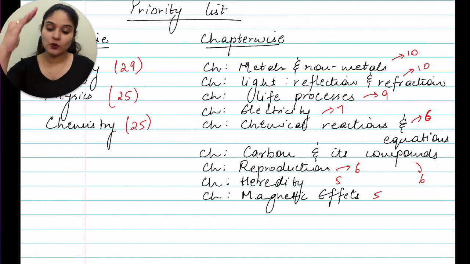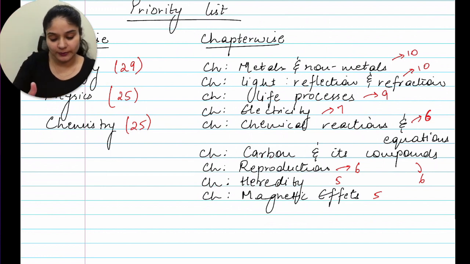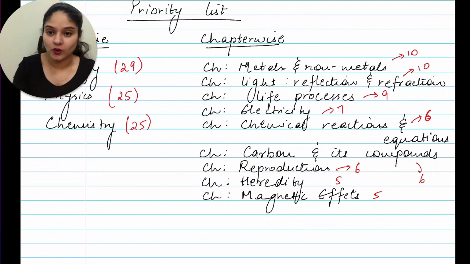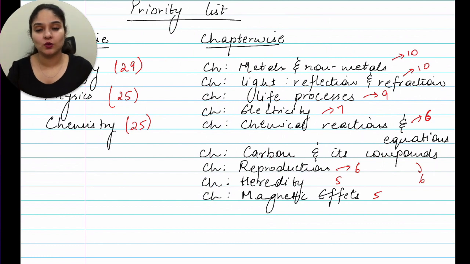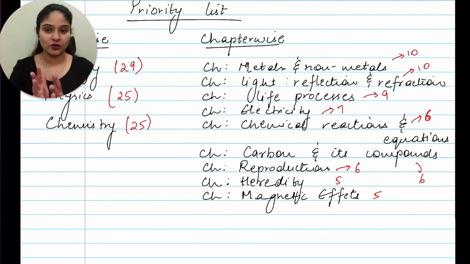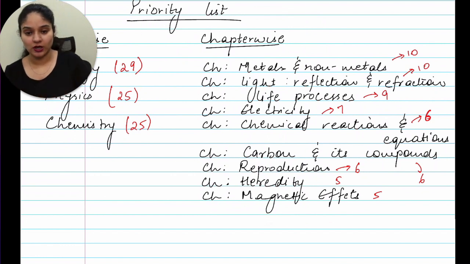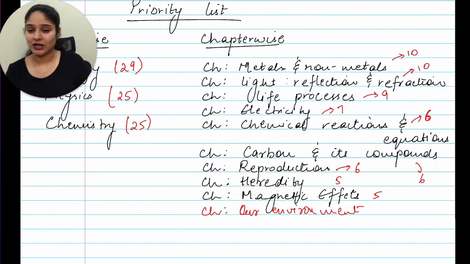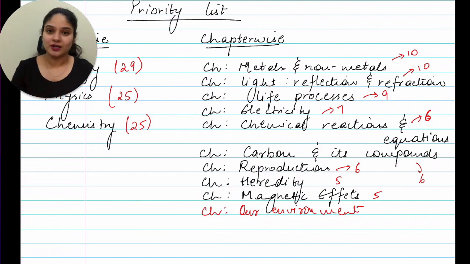If you go in the sequence and if you're able to cover these chapters, then you automatically have a better hold on the whole subject compared to a lot of other students who have not focused their efforts in the correct direction. Also, I forgot to mention Our Environment here. Why do I say Our Environment? It's a super easy chapter and a good 5 mark scorer. So less effort and good output.